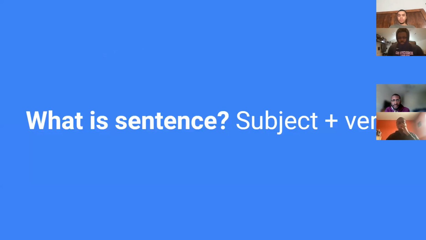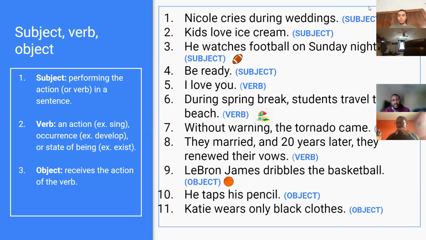So here we go. What is a sentence? A sentence is a subject and a verb. That's it. That's all it takes, and you've got yourself a sentence. So a subject is who is doing the action, right? Who is actually doing something, being something, is performing the action. What is a verb? A verb is the actual action itself. So the singing and the occurrence, so something maybe develops, or it's just the state of being, it is. And then what is an object? It receives the action.